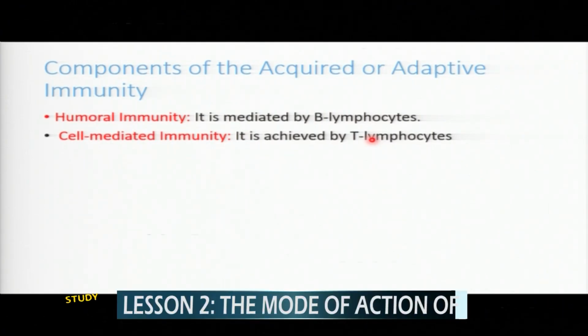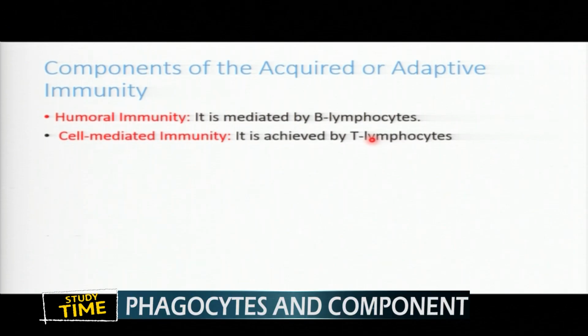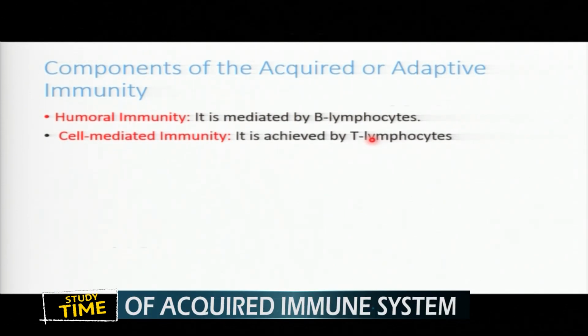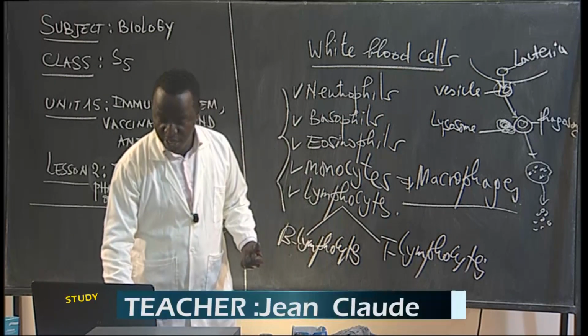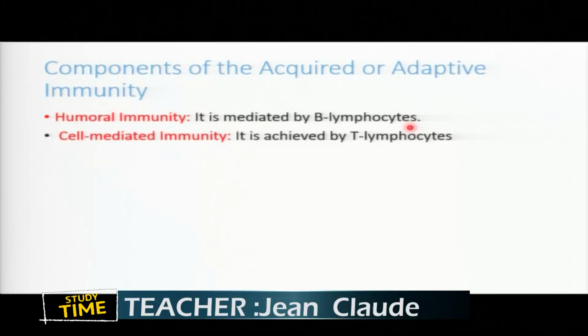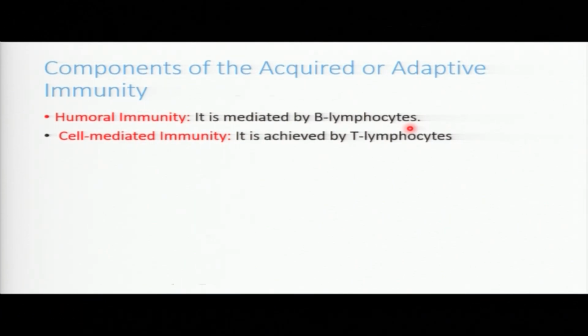So we do have also T lymphocytes. When we talk about these T lymphocytes, they do produce cells. We do have what you call helper T cells, and we do have also killer cells. Those are cells that will help to kill what? To kill infectious cells, or what you call tumors. So that's why it is called cell-mediated immunity. It is going to be achieved by T lymphocytes. So we are going to describe this in detail, my friends. So those are two components of what? Of the acquired immune system. We have humoral immunity, and we do have also this cell-mediated immunity. We are going to describe each of these.